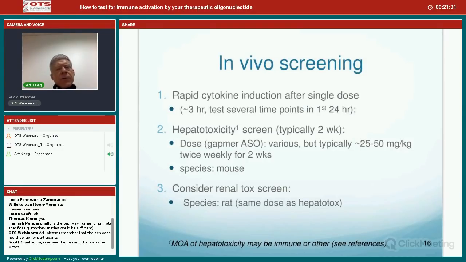In order to detect hepatotoxic oligos, if you're using gapmer ASOs, I think pretty typically people will give about 25 to 50 mg per kg of their oligo twice weekly for 2 weeks. And if you're seeing elevations in AST or ALT with that, then you'll typically not take those compounds forward into development. And that's usually done in mice. Now, mice are not as sensitive for detecting renal toxicity of nucleic acids. And so usually rats are used for that screen.